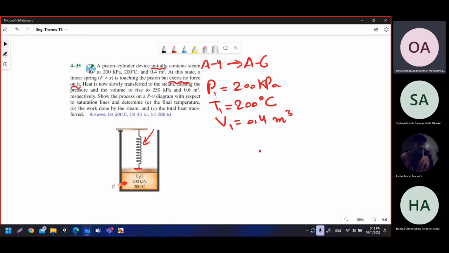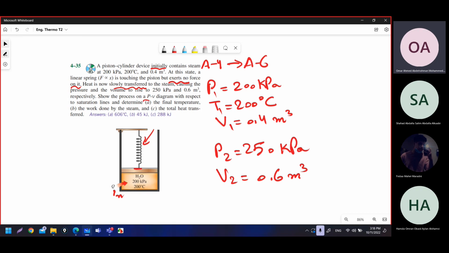Heat is now slowly transferred to the steam. So we have Qin to the system, causing the pressure and the volume to rise. So we have P2 equal to 250 kilopascal, and volume V2 equal to 0.6 meter cubed.